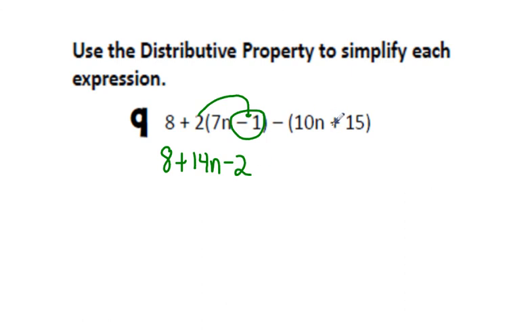Now we have to minus this. Remember, this is like minus a negative 1. So negative 1 times 10 is minus 10n. And negative 1 times positive 15 is a minus 15.